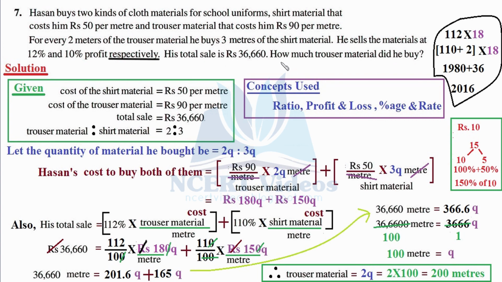Now the question was asking how much trouser material did he buy? So only focus on the trouser material. So let's direct our attention towards trouser material. So the trouser material corresponds to 2q. Remember the order in considering ratios. So 2q, simply multiply 2 with 100 because we have found the value of q as 100 meter. So it would be 200 meters. Similarly, if the question had asked for shirt material, then you would have multiplied with 3. But you need not do it, just do whatever is asked.